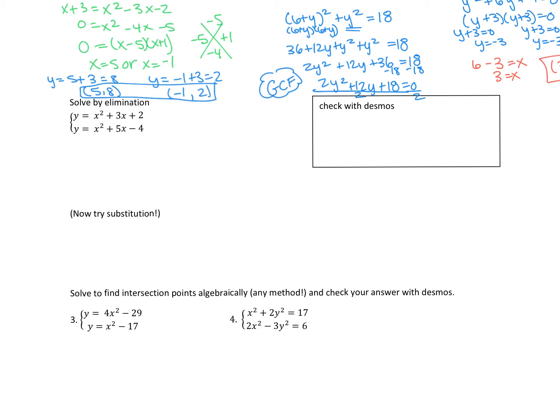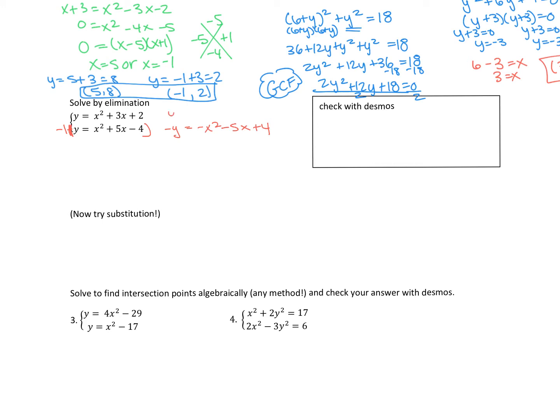Elimination means that I am going to try to add my two equations together, and I would like to get one of my variables to cancel. So looking at this, if I'd like to get my y to cancel, for instance, it'd be nice if one of them was a negative y. So I'm going to multiply this entire equation here by -1, every single term. When I do that, I get negative y equals negative x squared minus 5x plus 4. I haven't changed the value of my equation because I multiplied both sides by -1.